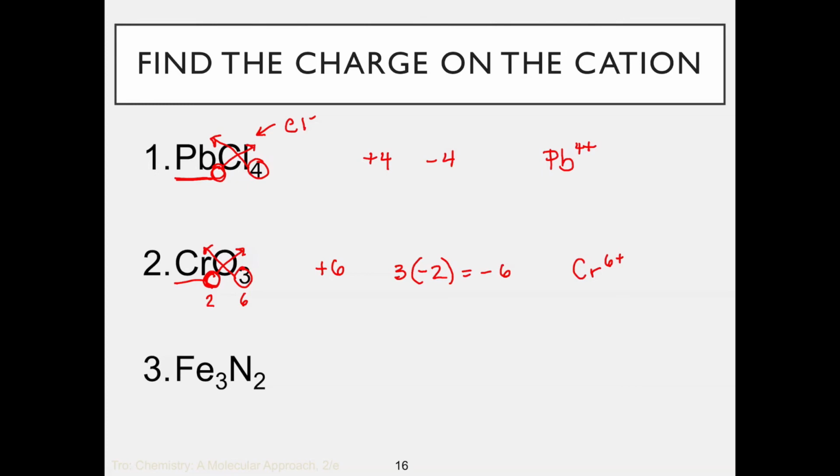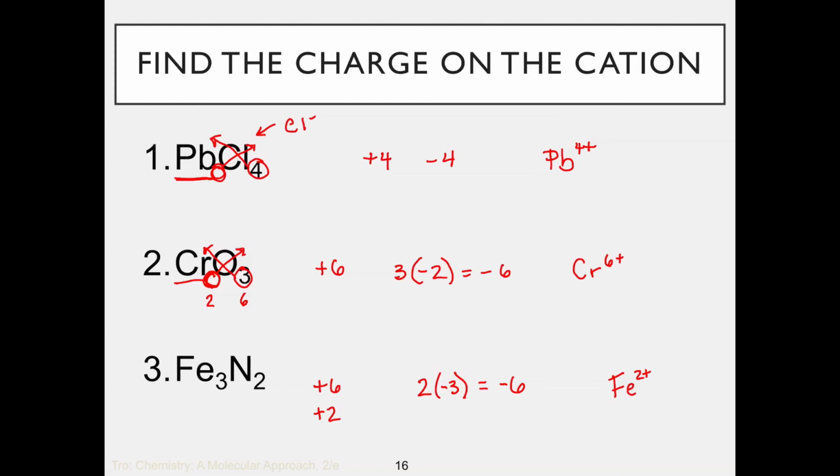All right, on the last one, we have iron and we have nitrogen. So nitrogen, we have 2 nitrogens, and each one has a -3 charge. So we have a total of -6 on that molecule. And we have 3 irons that are sharing that +6. So if we have 3 irons for a total of +6, that means each iron is +2. So we're getting Fe2 plus.